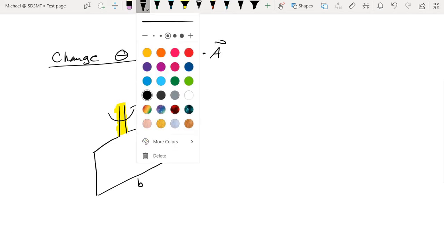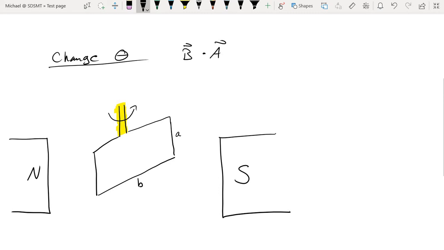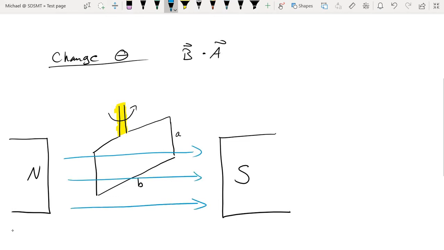The next thing we need to do is we need to define what each of those vectors looks like in the problem. So I am going to place one end of a very large magnet on one side of this coil, and I will place the opposite pole of another very large magnet on the other side. And what this is going to do is it will provide us with a nice uniform area of magnetic field through which our coil can rotate.